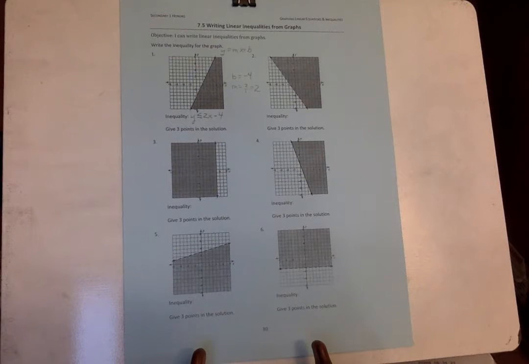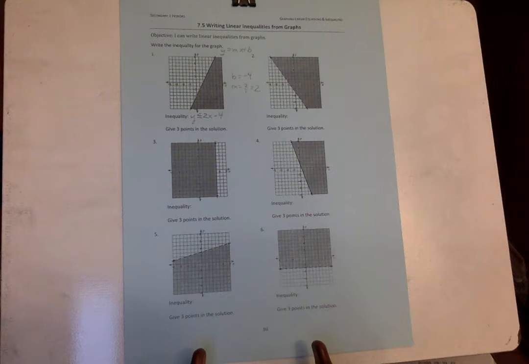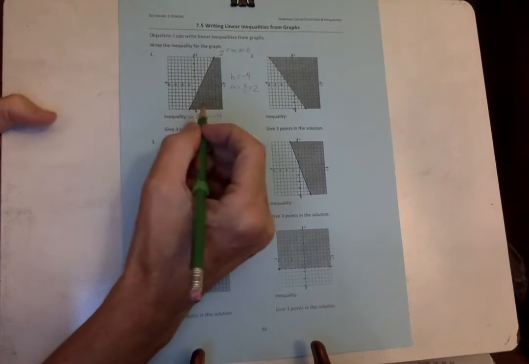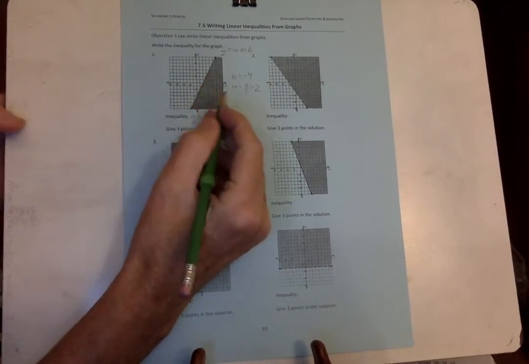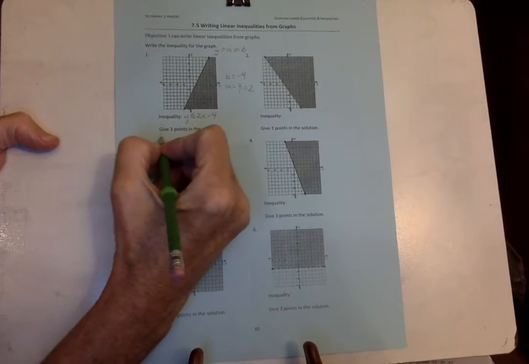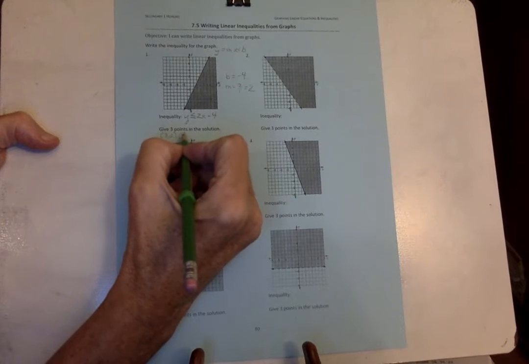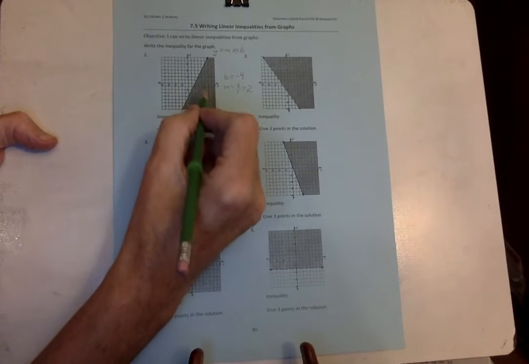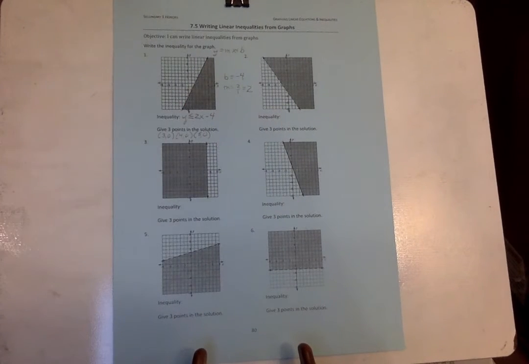Okay, then it says to give 3 points in the solution. So all we have to do is look where the shaded area is, and we could give 3 points there. So I am going to say that over here is 3, 0, and then over there is going to be 4, 0, and if you go any further, 5, 0. All of those are in the shaded areas, so they are all solutions.